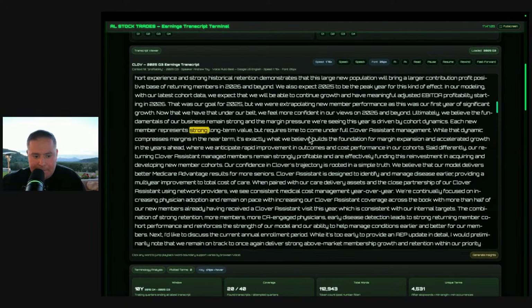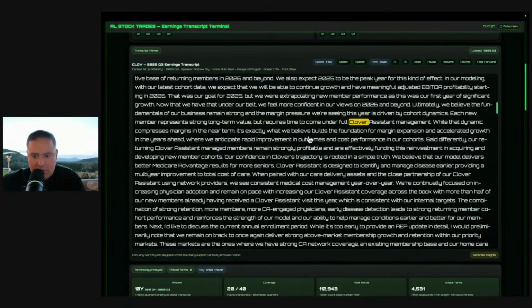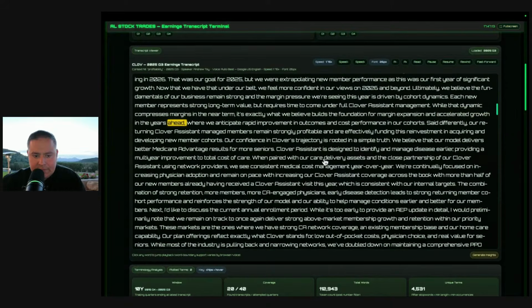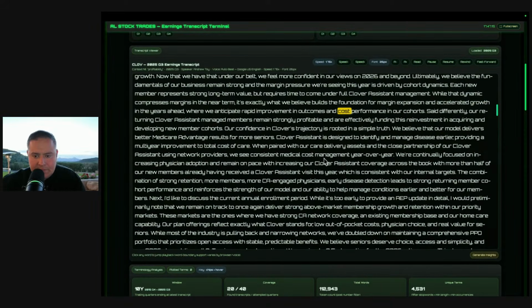Each new member represents strong long-term value, but requires time to come under full Clover Assistant management. While that dynamic compresses margins in the near term, it's exactly what we believe builds the foundation for margin expansion and accelerated growth in the years ahead, where we anticipate rapid improvement in outcomes and cost performance in our cohorts. Said differently, our returning Clover Assistant managed members remain strongly profitable and are effectively funding this reinvestment in acquiring and developing new member cohorts.